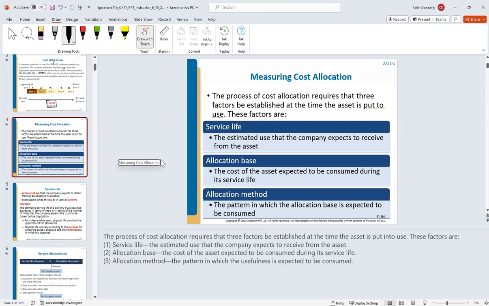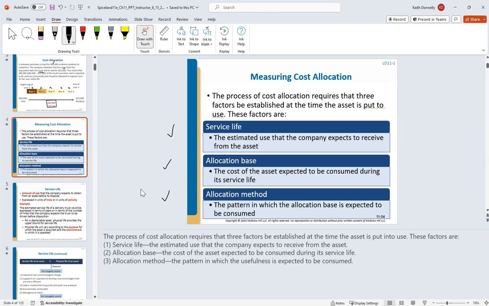Now, whenever we're talking about depreciation, it's kind of like having a recipe, right? Like if you want to bake a cake or something. Step one, whenever you open up a cookbook, the recipe always says, hey, you've got to gather your ingredients, right? So we need to know the service life, the allocation base, the allocation method. There's a variety of things that we have to be aware of and pluck out which ones are relevant for calculating depreciation.